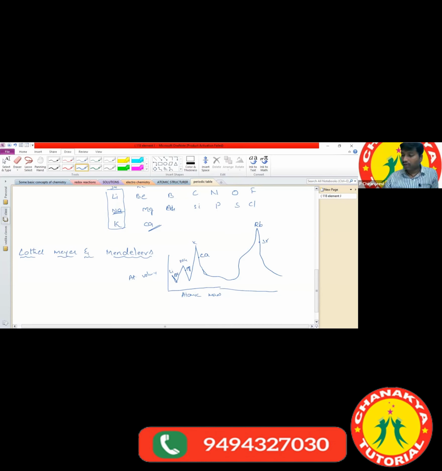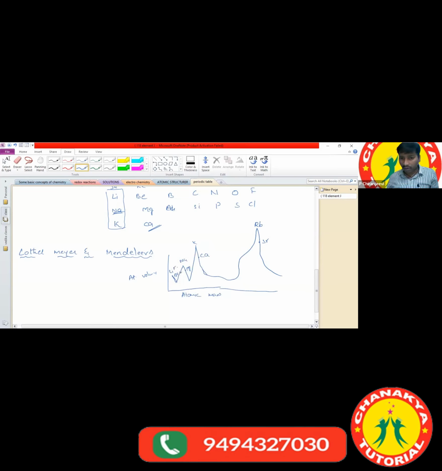Which we can call halogens: fluorine, chlorine, bromine, iodine. So fluorine, chlorine, bromine, iodine are present at the ascending part of the curve. This part is called the ascending part, increasing.